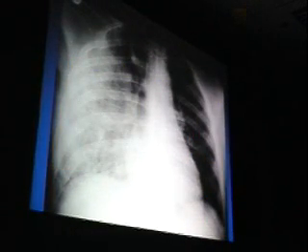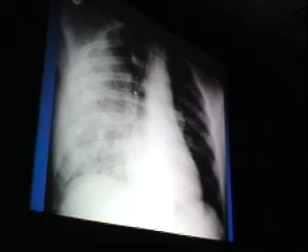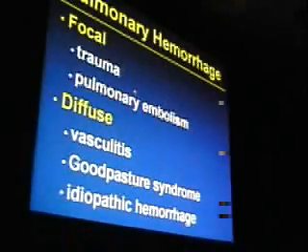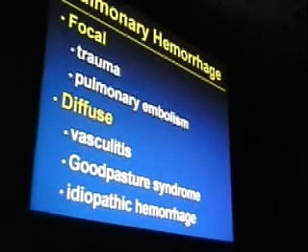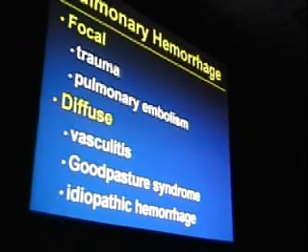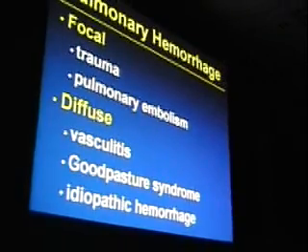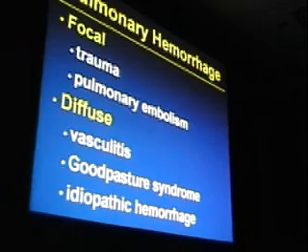This patient had actually been in an automobile accident. It may be very difficult to see that there's a rib fracture there, maybe in the pneumothorax. This is pulmonary hemorrhage. The differential for pulmonary hemorrhage is fairly straightforward. If it's focal, it's usually due to trauma or PE, occasionally an underlying tumor or arteriovenous malformation. If it's diffuse, it's usually going to be due to a vasculitis, such as Wegener granulomatosis, microscopic polyangiitis, Goodpasture syndrome, and idiopathic hemorrhage you can throw in there as well.